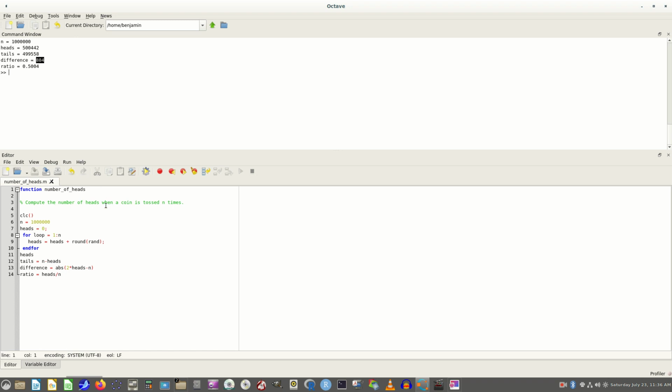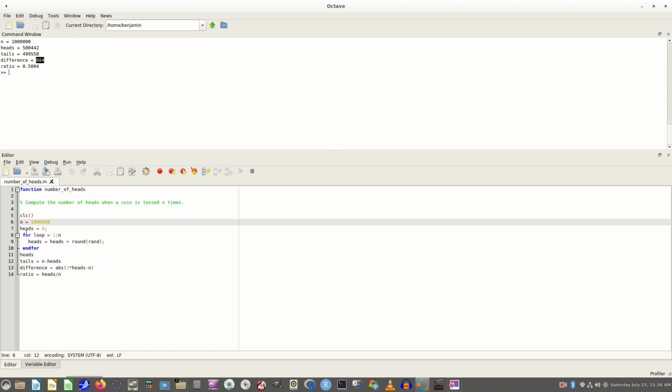I'm not going to ask you to toss a coin 1,000,000 times. So I'm using Octave for this. Octave is free and open source. This is a function that I created called the number of heads. This is what it does. It computes the number of heads when a coin is tossed n times. First I clear the screen. Then I define n to be 1,000,000. Then I initialize the number of heads. Initialize means to set it to 0.